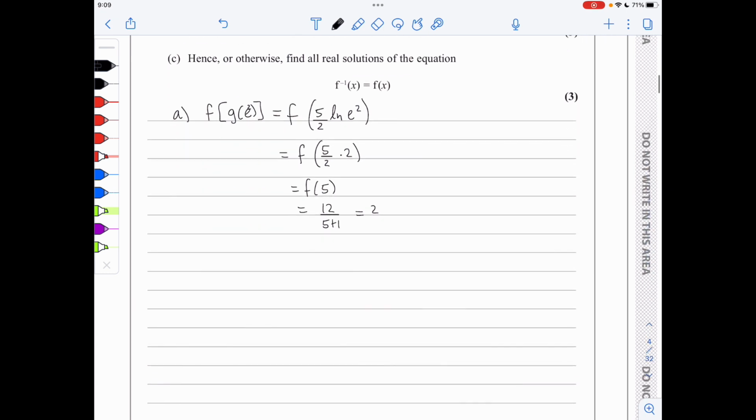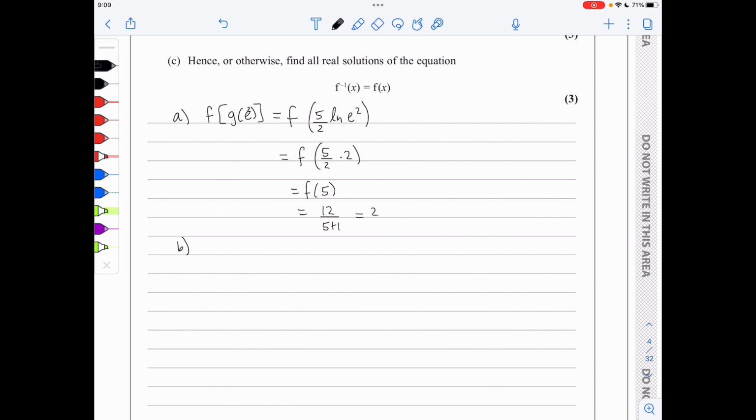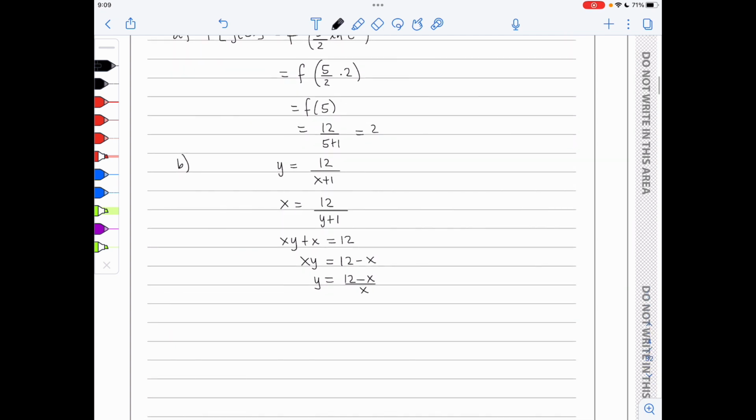In B, we need to find f inverse, so I will start by saying y is 12 over x plus 1. We will interchange x and y, so wherever we've got a y, we put an x. Whenever we have an x, we put a y. And now I'm trying to make y the subject, so xy plus x is 12. So xy is 12 minus x, which means that y is 12 minus x over x. So we have that f inverse is 12 minus x over x.